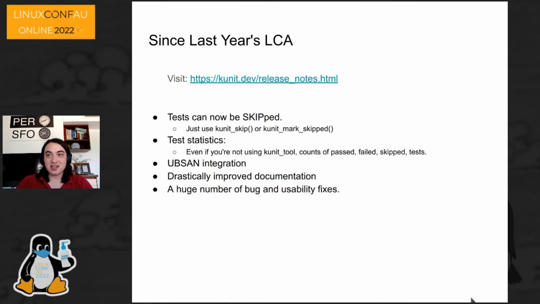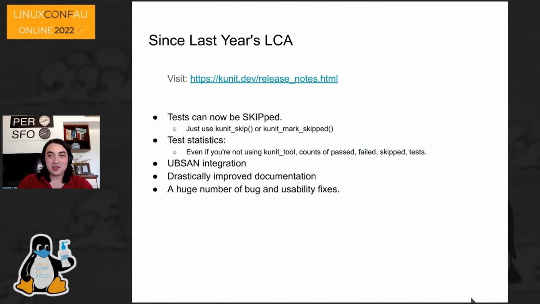So since last year's LCA, there are a bunch of these new things. The first one is that we've got a release notes page that lists them. So if you've been following KUnit, you should definitely check in on that to see what's been introduced in what new versions. It still, I think, says 5.16 isn't out yet, as we need to update it, but it's got all of the actual features there.